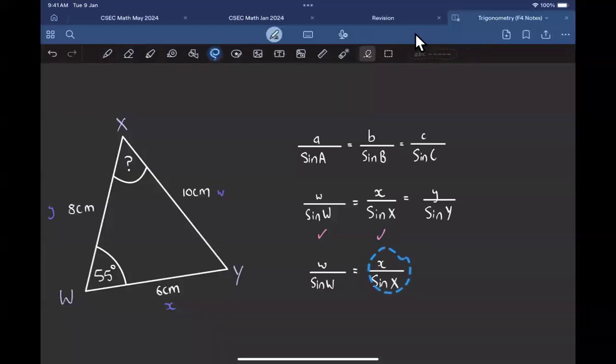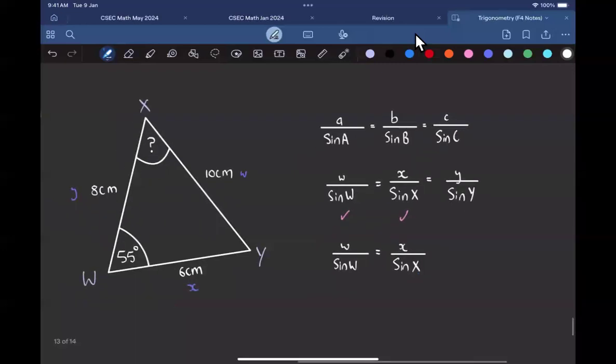Cool, let's just plug it in now. Tell me what to write. What is w? Small w is 10 centimeters. Sine W will be sine 50 degrees. So what is x? Small x will be 6. However, we don't know capital X. We don't know what it is, so we just write it back.